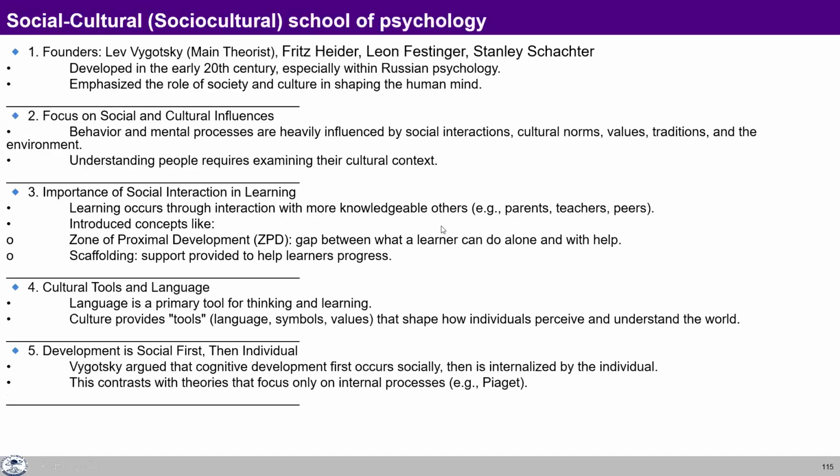Then the last school is the social cultural. So basically it was founded by various scientists. They focus on social and cultural influences. So they say that ultimately human behavior, human conduct is driven by the society and the norms. Okay. So the learning occurs through interaction with more knowledgeable people like parents, teachers, peers. And basically they argued that cognitive development first occurs socially and then is internalized by the individual.